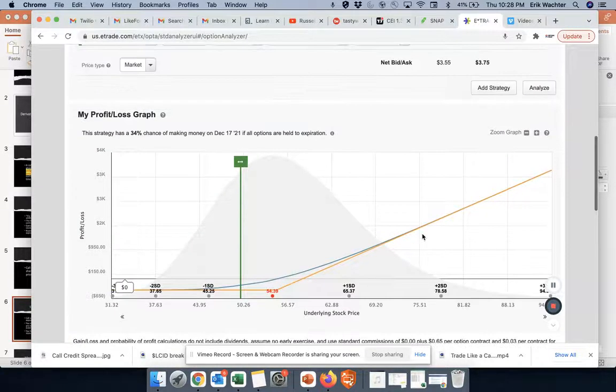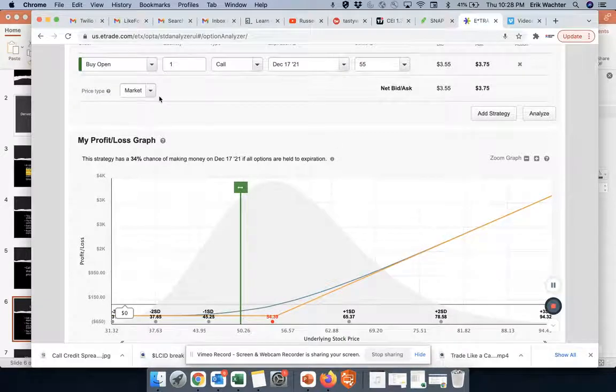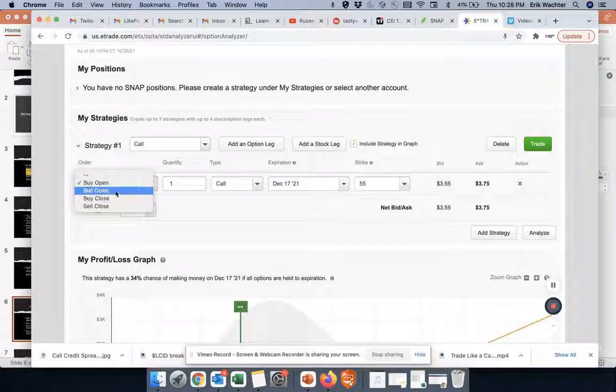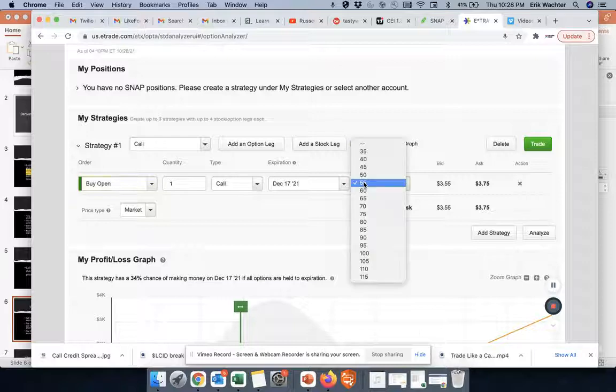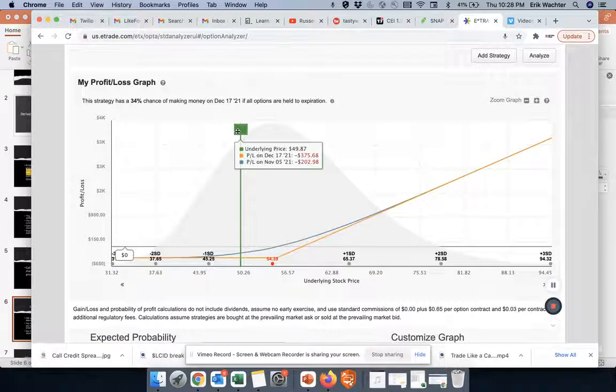I have E-Trade right here. We have a profit and loss diagram, and we're looking at Snapchat still. It's a call option, and we're buying it to open. Buying to close means you're closing the option, but we want to initiate a call option position, so we're buying to open. December 17th, $55 strike. So we're all set up here. This is the profit and loss diagram.